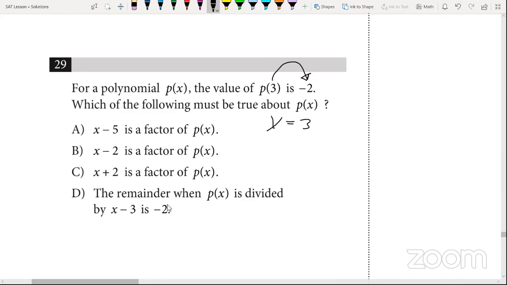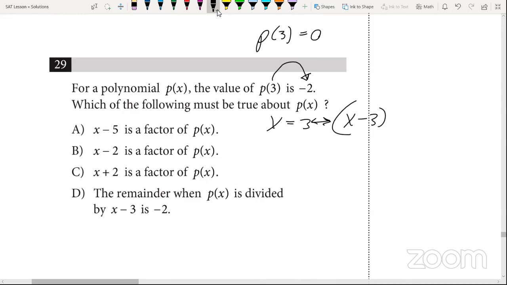And if x equals 3, and if that were a factor, then that means that x minus 3 is a root. So in terms of factors and roots, if I plug x equals 3 into a function, it should have been 0 if it were a factor. It's not, because they're not saying P of 3 equals 0 here. They're saying P of 3 equals -2.